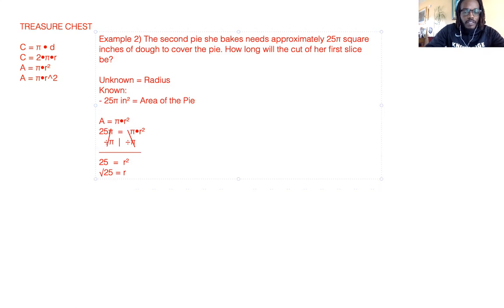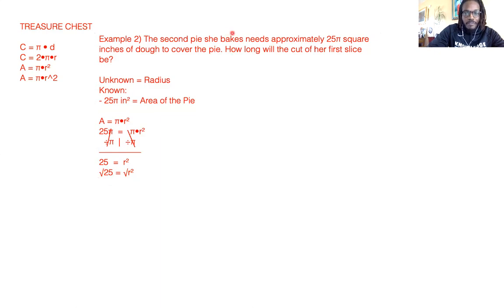In order for us to find the value of r, we have to get rid of the exponent. And to get rid of the exponent, we have to take the square root on both sides of the equal sign. So what we're basically saying is, I want to know the square root of r squared. This is how we cancel out the exponent, by doing the square root. But because we did it to this side of the equal sign, we have to do it to the other side, so that we can get r by itself with no exponent.